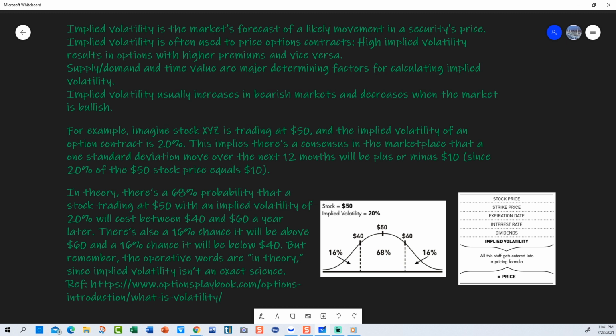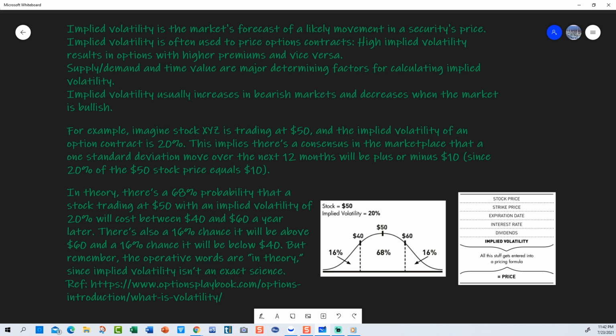Implied volatility is often used to price option contracts. High implied volatility results in options with higher premiums and vice versa. Supply and demand and time value are major determining factors for calculating implied volatility. Implied volatility usually increases in bearish markets and decreases when the market is bullish. For example, imagine stock XYZ is trading at $50 and the implied volatility of an option contract is 20%.